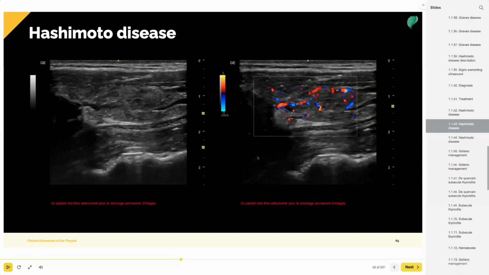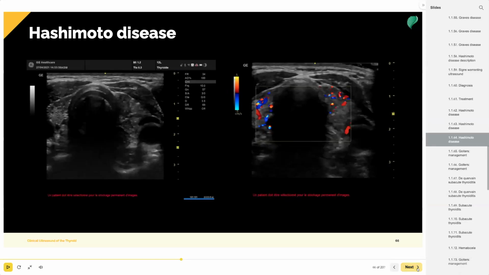This is another image of a Hashimoto's thyroid, which is a little bit on the smaller end than, I would say, your normal thyroid. This is also another image of an abnormal thyroid with irregular echogenicity and hypervascularity.